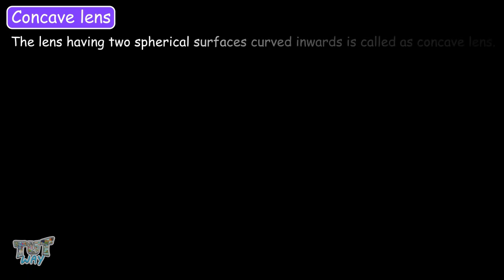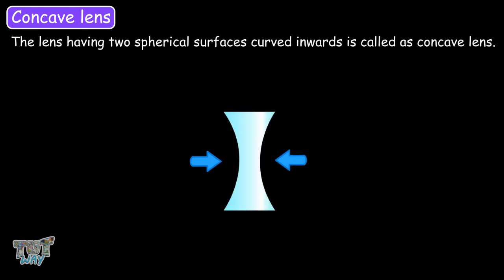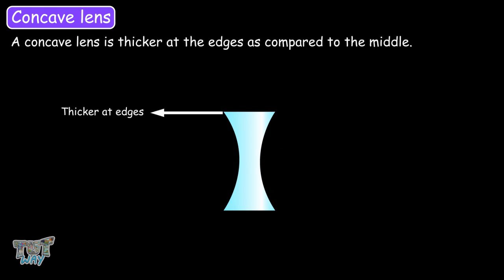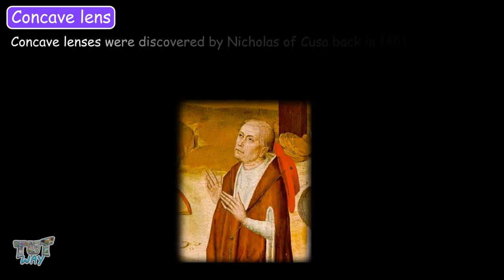Now, let's discuss the concave lens. Concave lenses have two spherical surfaces that curve inwards. A concave lens is thicker at the edges, but thinner in the middle. Concave lenses were discovered by Nicholas of Cusa back in 1451.